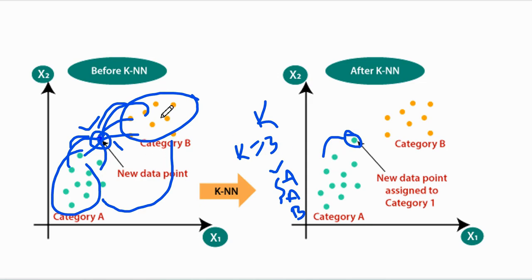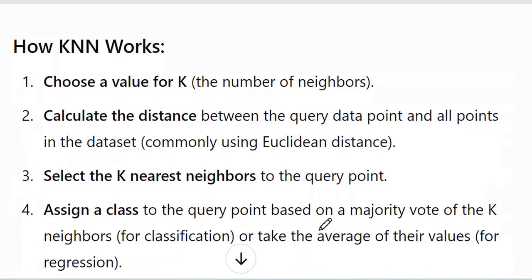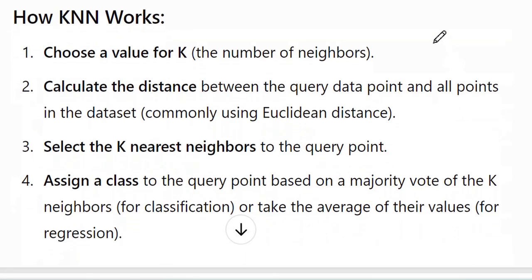So this is before applying the KNN algorithm. After applying the KNN algorithm, we can find the class of this test point. The class of this test point may be either class A or class B. How this class will be found, we will discuss in the next slide with an example. Let's see how the KNN algorithm works.